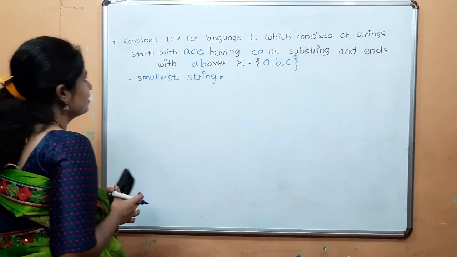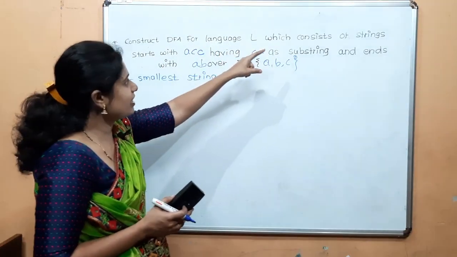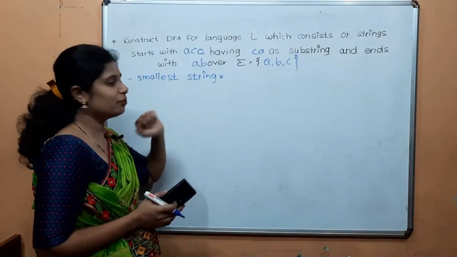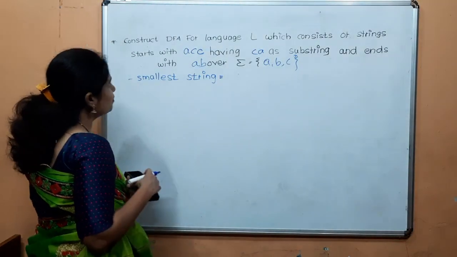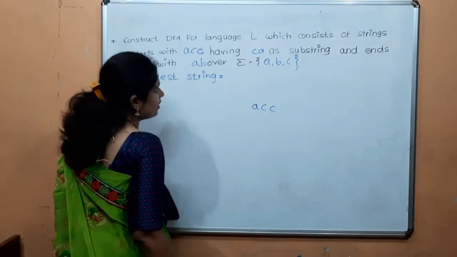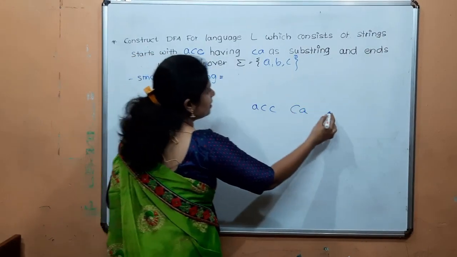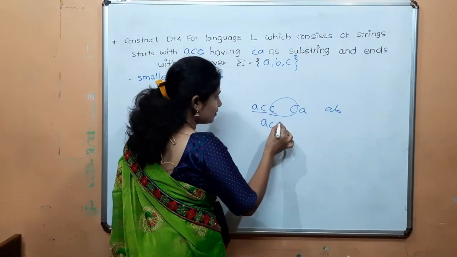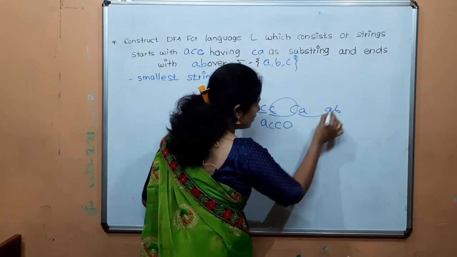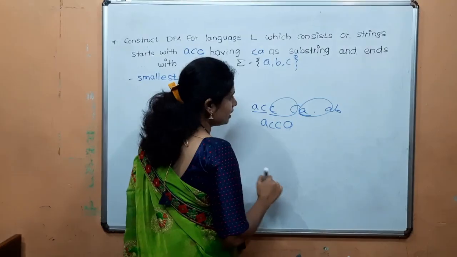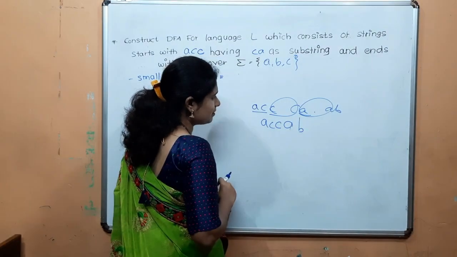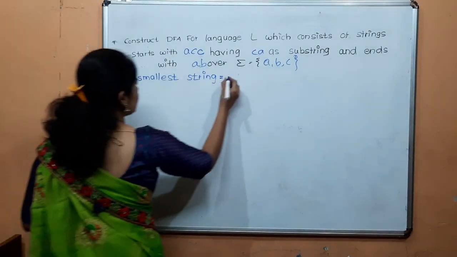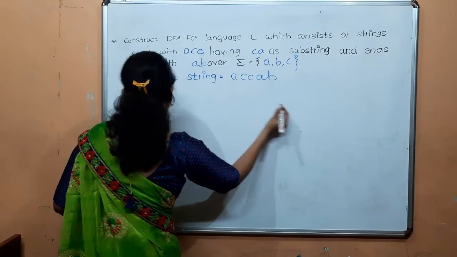Now see here, the next example is: construct a DFA for the language L, which consists of strings that start with ACC, have CA as a substring, and end with AB over the alphabet A, B, C. The smallest string will be, see here, ACC starts with, having CA and ends with AB. Now see here, AC, this C will be common, so we can take only one C. Then here again these two A's are common, we can take only one A, and the B. So the string becomes ACC AB.